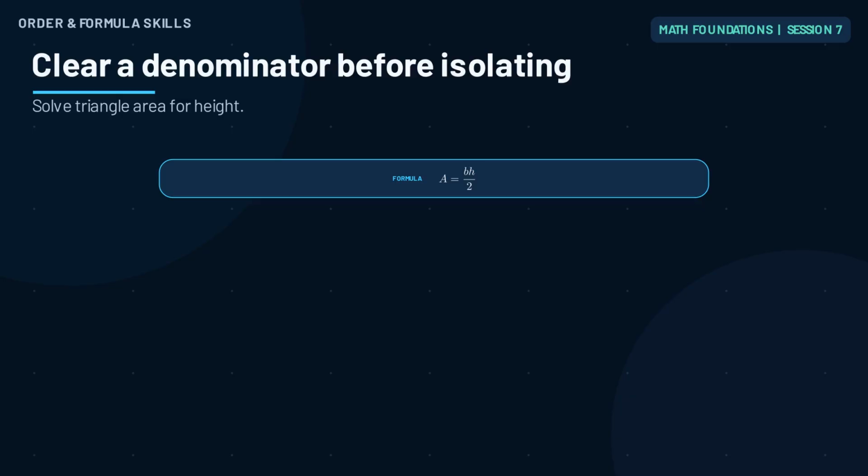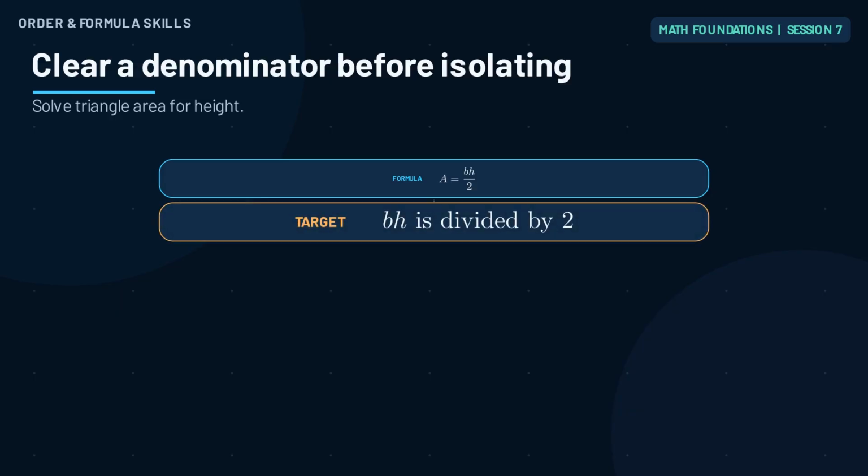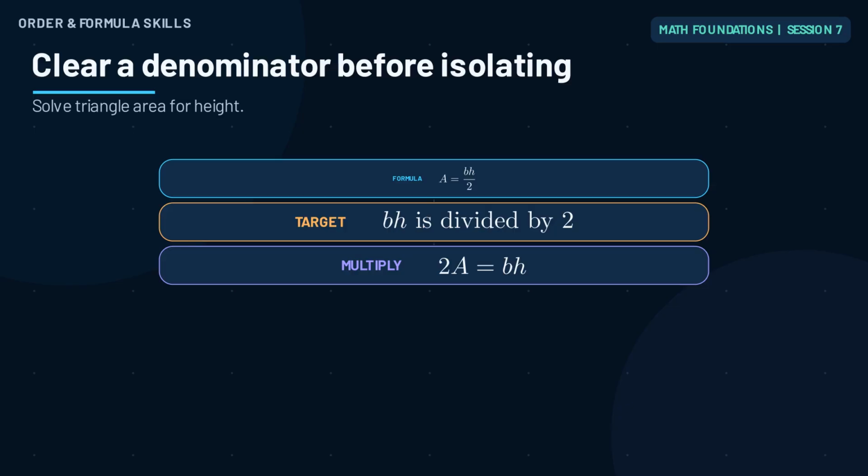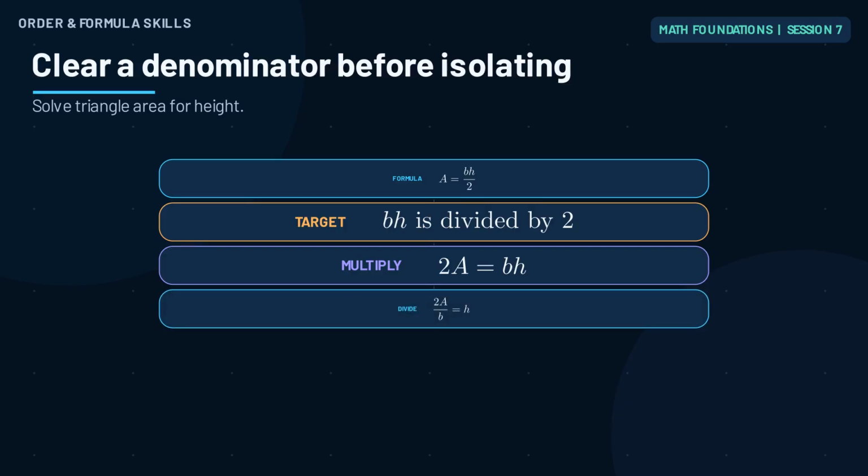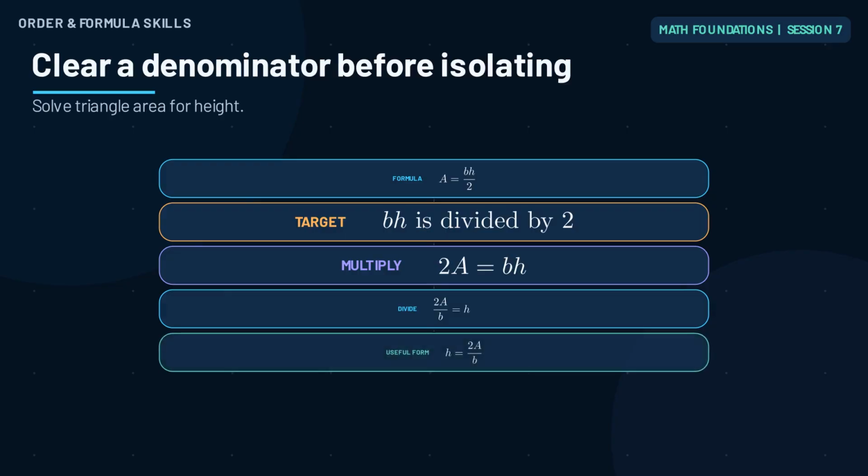Triangle area is A equals BH divided by 2, and we will solve for H. The product BH is divided by 2. Multiply both sides by 2 to get 2A equals BH. Then divide both sides by B. The rearranged formula is H equals 2A divided by B.